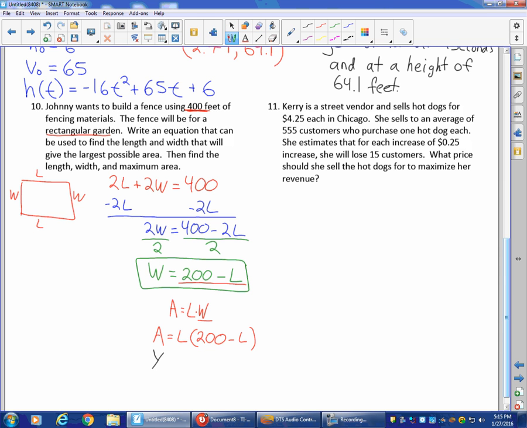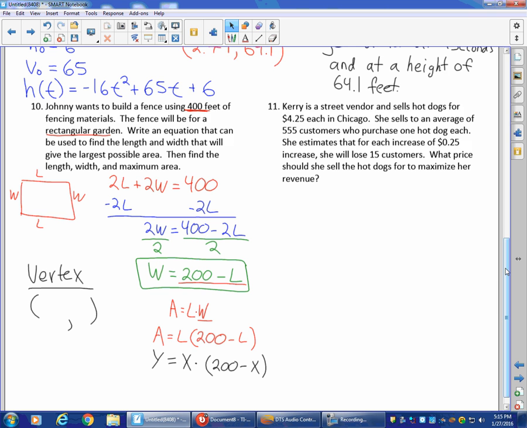Last step, so in order to put this in my calculator, I have to understand that it's going to be x times 200 minus x. So I want to graph this, and I want to find my vertex, which should be a maximum, because our goal is we're maximizing this problem. And yes, there's other situations where we minimize. We focus on maximizing right now. So let's go graph it.